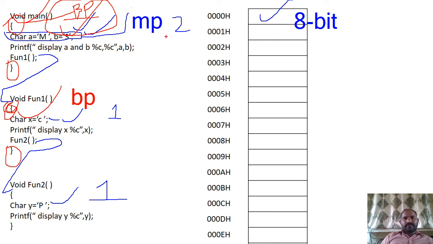Okay, now let me tell you one important point without confusion. Let me take one simple example. Assume that 000DH is a BP value. Actually, this is when you are trying to execute the C program, which is nothing but our main function.